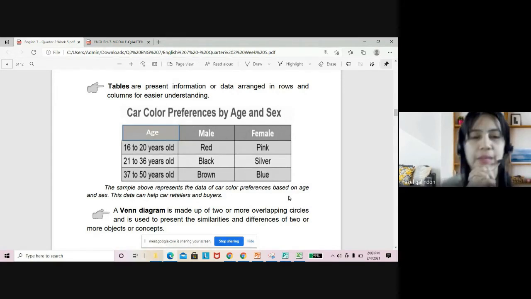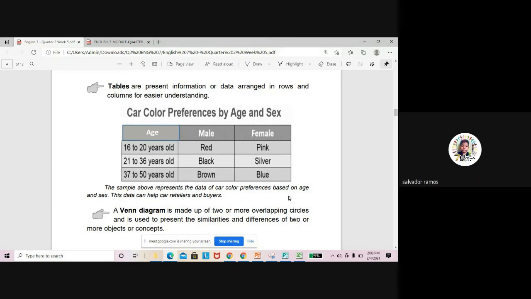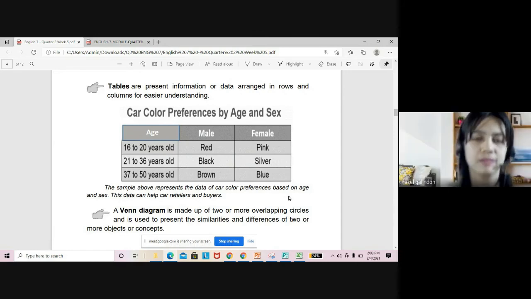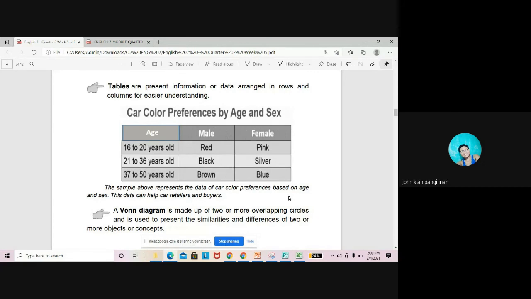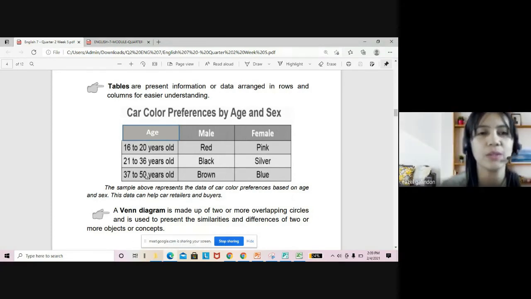Now, I will ask you a question regarding this table. What ages do the males prefer the color black for their cars? 21 to 36 years old. Okay, very good. 21 to 36 years old, males, they like the color black for their cars.